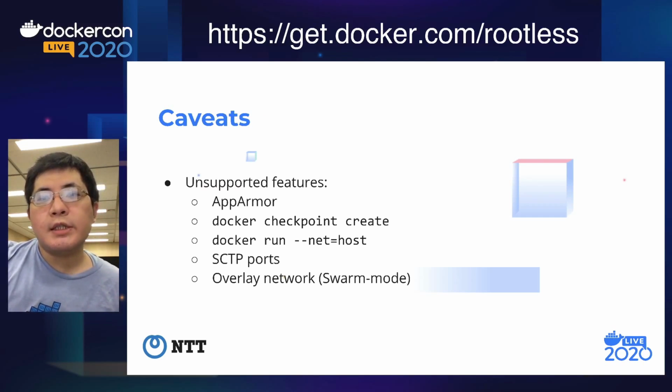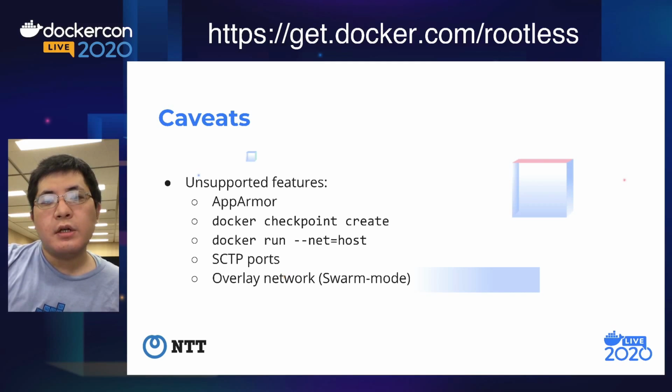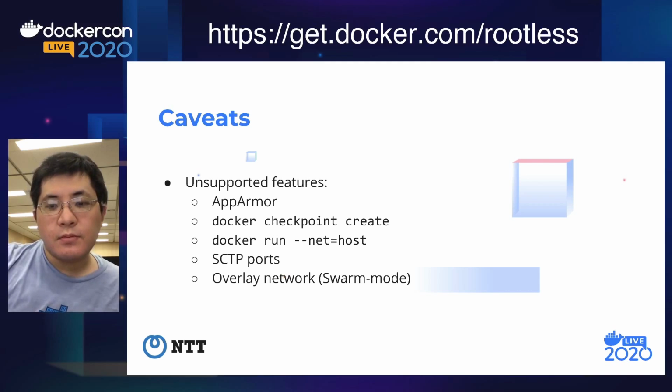And there are several features still not supported by Rootless mode, including specifying AppArmor profiles and docker checkpoint, docker run --net=host, exposing SCTP ports, and also setting up overlay network. But in 90% of use cases, you don't need these features. So basically, you don't need to care about them.